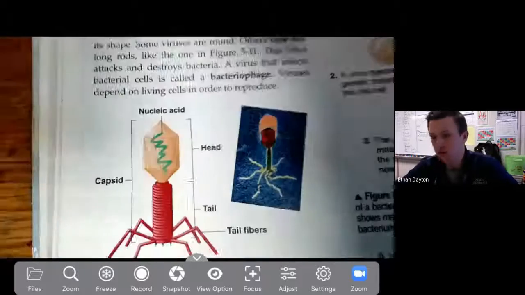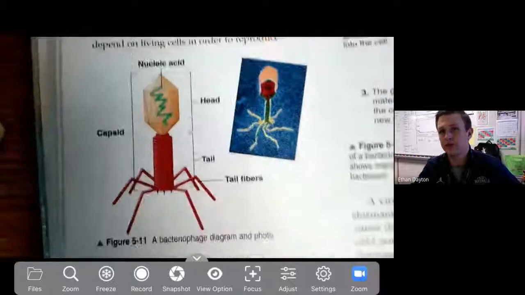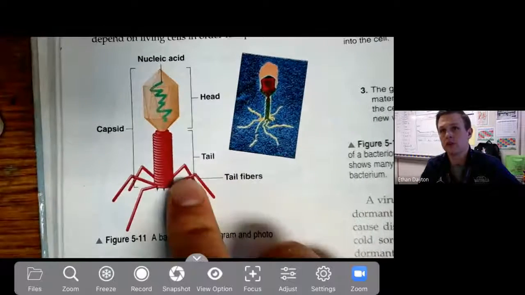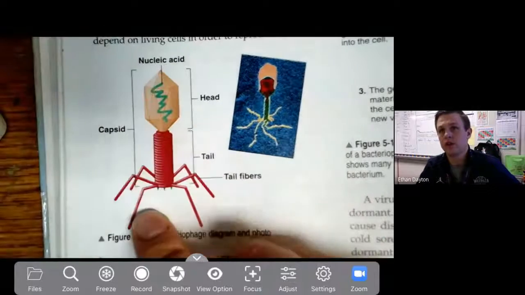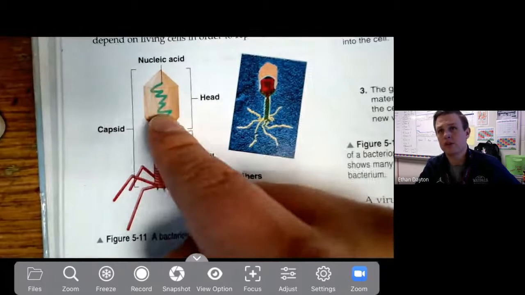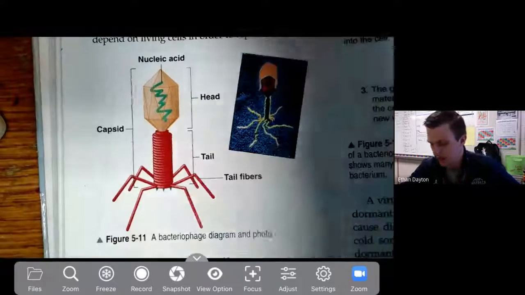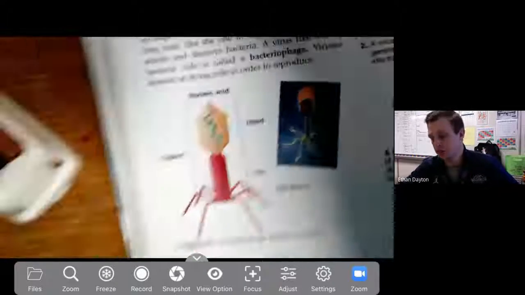So here is figure 5-11. This is a bacteriophage and what it looks like. So you have your tail. The whole thing is in a capsid, the nucleic acid covered with that capsid. All right. That's the bacteriophage.